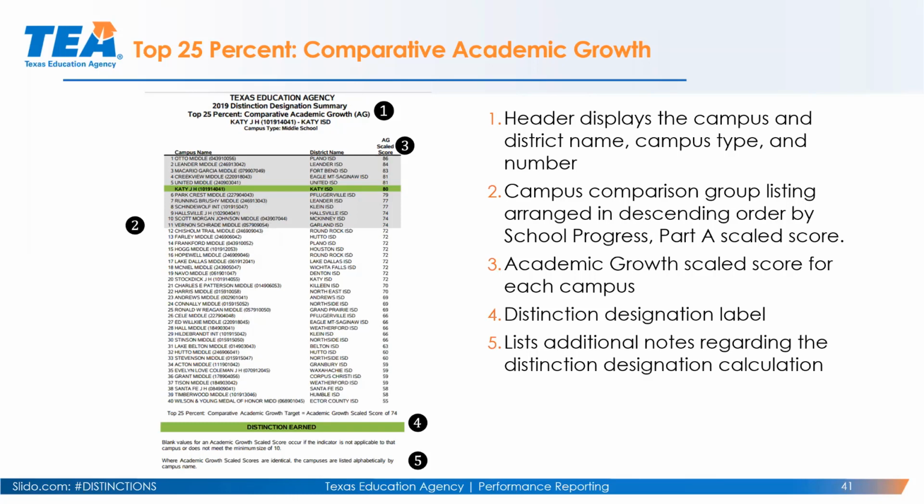Section 4 would list that this campus is within the top quartile, or that gray shaded area, for their school progress Part A scaled score, so distinction earned. And section 5 would list any additional notes regarding this particular distinction designation calculation.